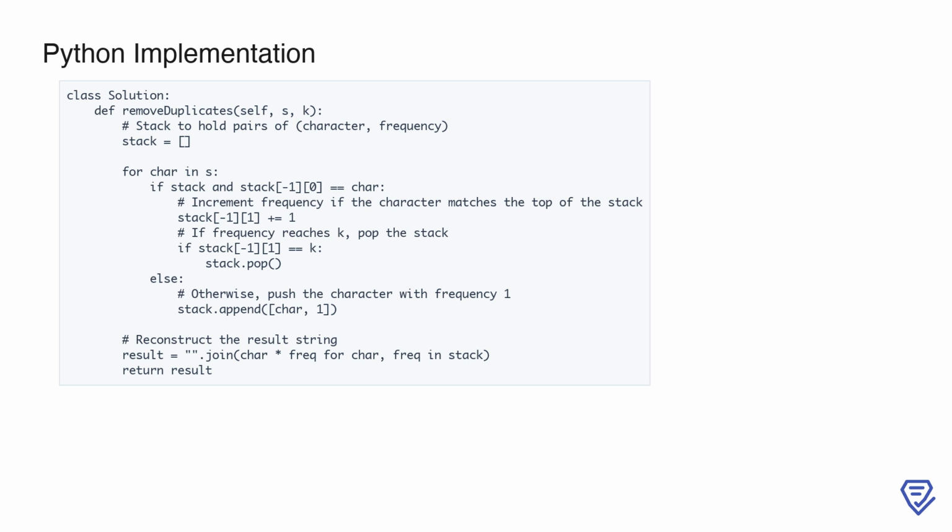4. Reconstructing the result. After processing the entire string, the stack contains characters and their remaining frequencies. The final string is reconstructed by multiplying each character by its frequency and joining them together. 5. Edge cases. The function handles cases where no duplicates exist or when the string is empty. It also accounts for strings that repeatedly require removal of adjacent duplicates. This approach is efficient with a time complexity of O(n), where n is the length of the string, as each character is processed once. The space complexity is O(n) in the worst case for the stack storage.